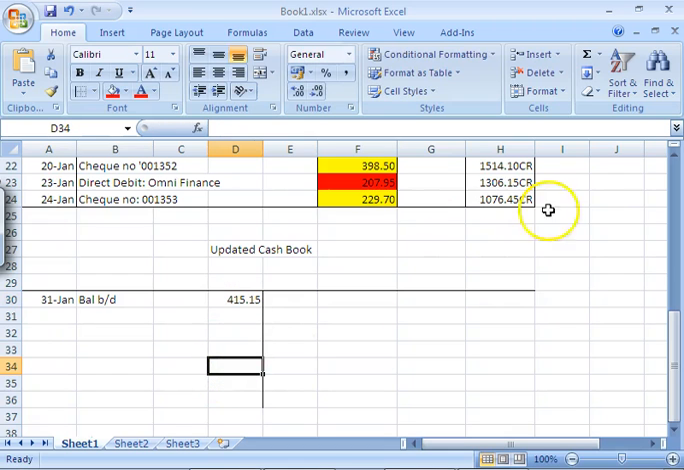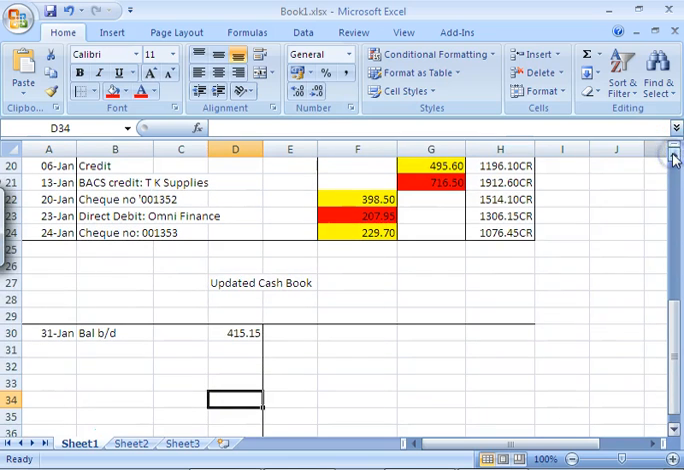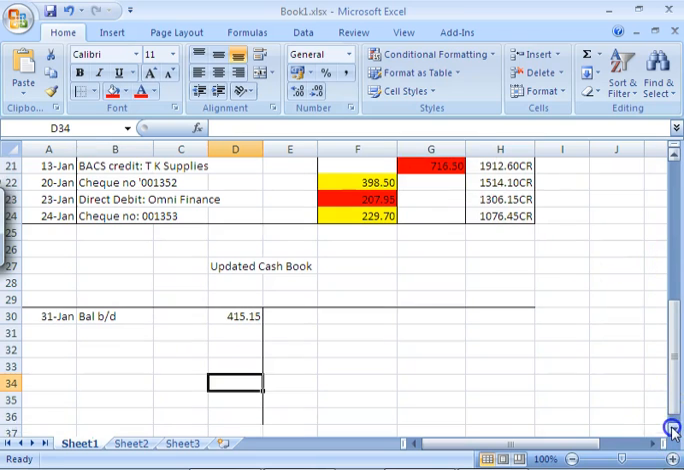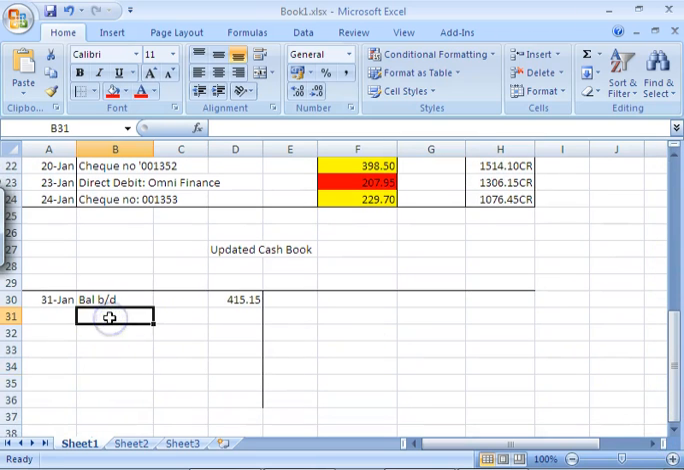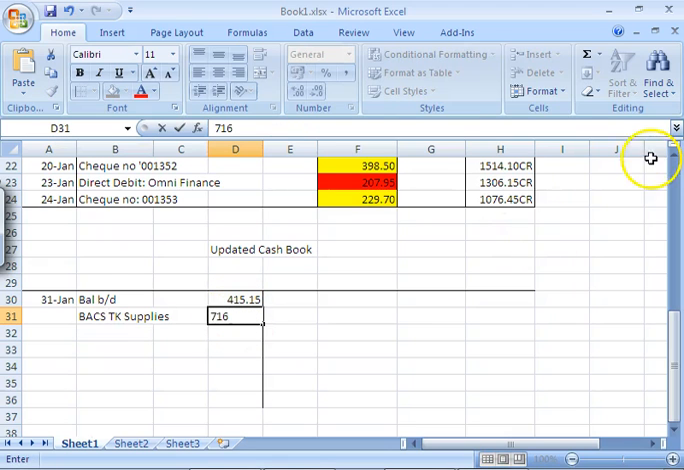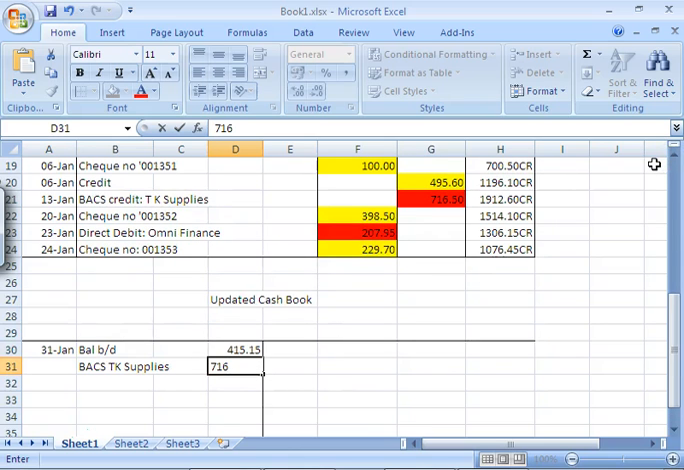Now let's update our cash book. Let's get what our cash book should be. We want our cash book to look like the bank. So it says that we received a credit of 716. It's a good thing, so we debit this. BACS, TK Supplies. We're trying to get our cash book to look like our bank statement. 716.50.